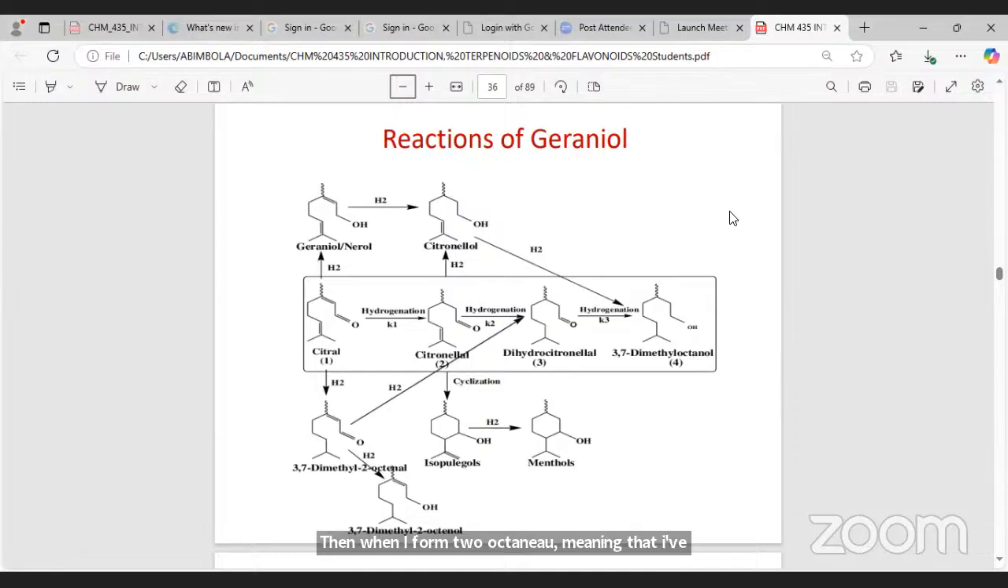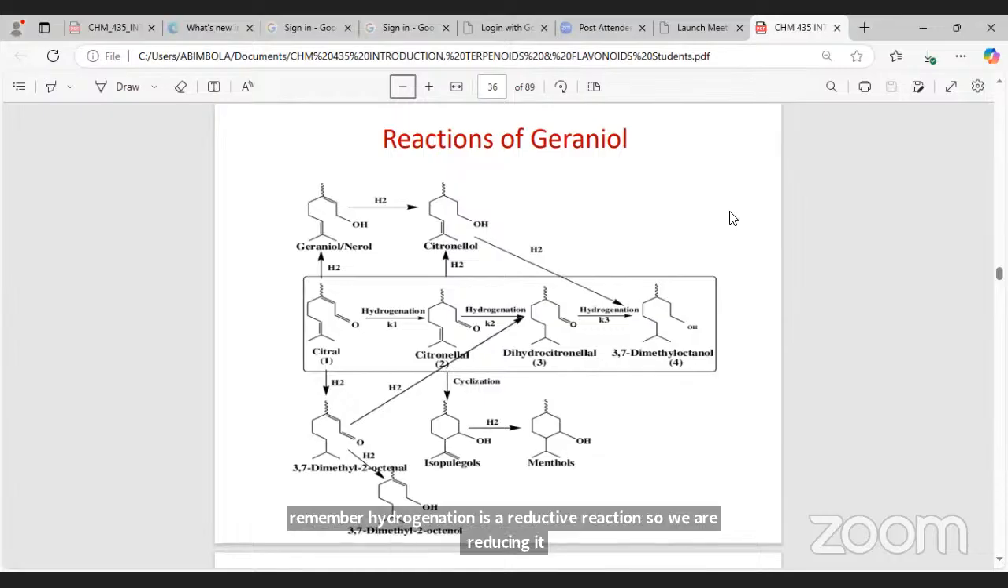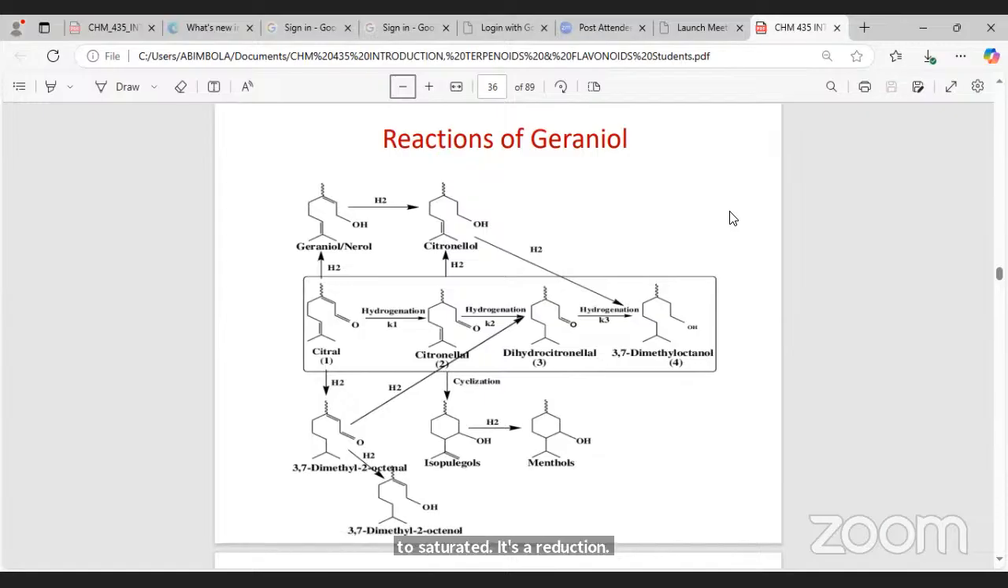So these things are very simple. What you are virtually doing here is hydrogenation, hydrogenation, hydrogenation. Everything you're seeing here is hydrogenation. So I can hydrogenate my geraniol and form so many compounds out of it just by simple hydrogenation. The only thing different that we did is when we moved from citronellal to isopulegol by cyclization. Every other thing is hydrogenation. Remember, hydrogenation is a reductive reaction. When something is unsaturated, you want to reduce it to saturated. So that's how simple this is.